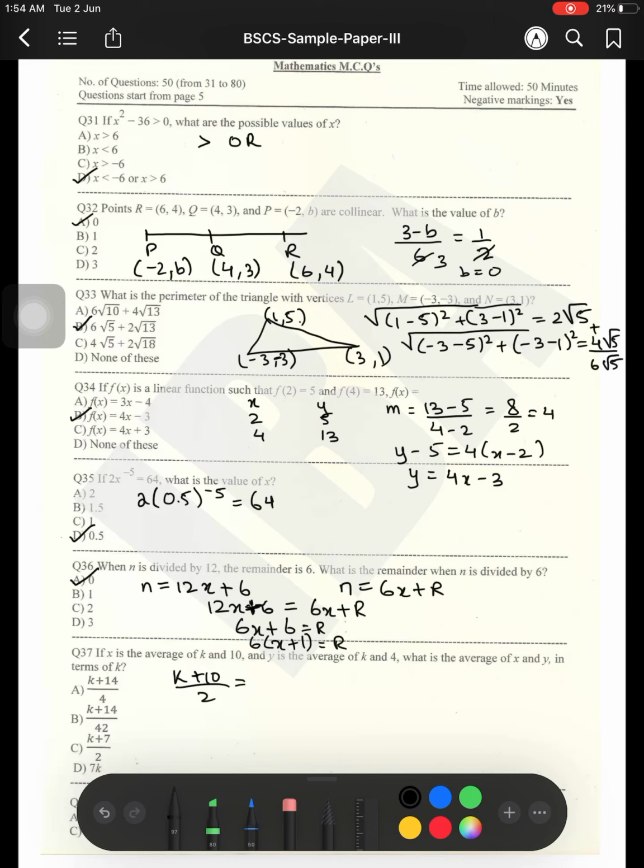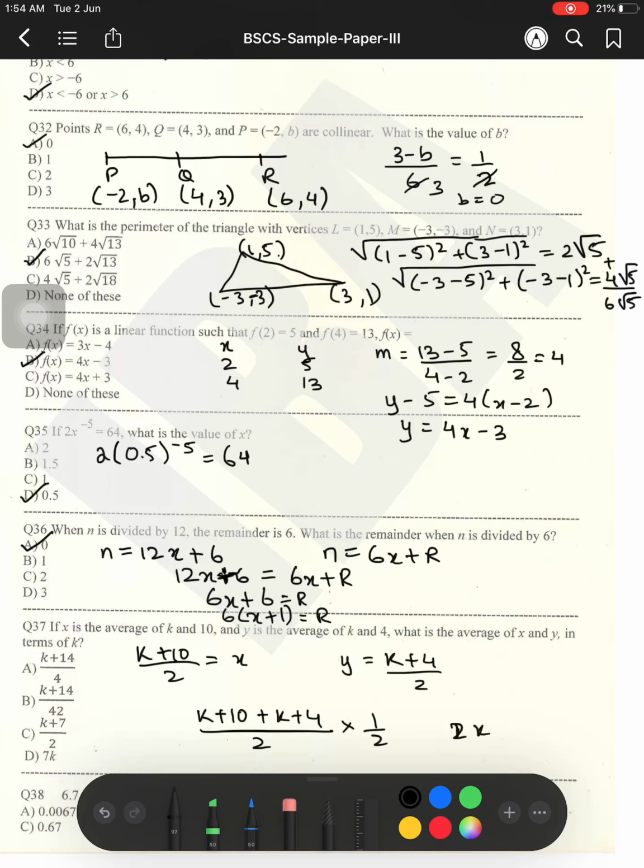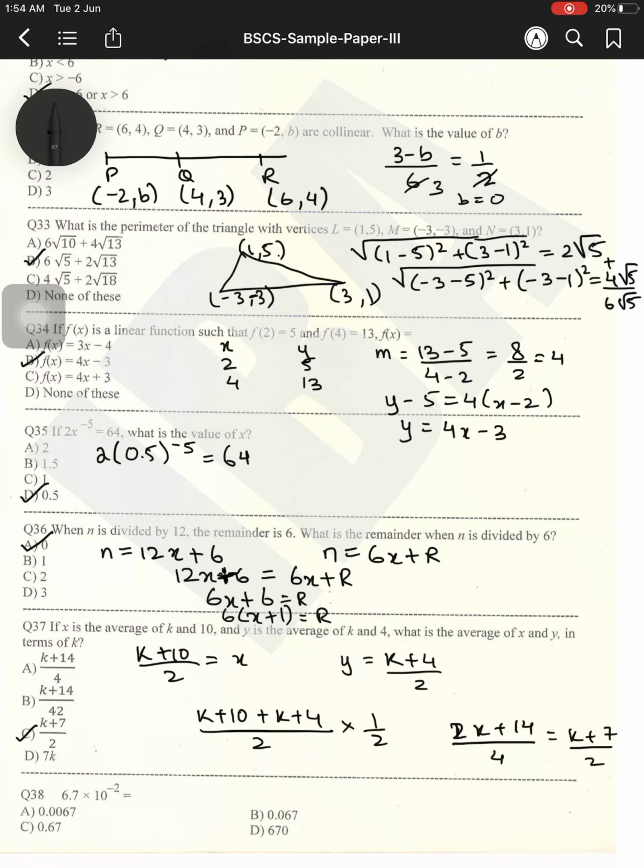This next question, he says that the average of k and 10 is x, and the average of k and 4 is y. And he's asking about the average of x and y. So (k plus 10 plus k plus 4) divided by 2, multiplied by half, which is the average. So this is going to be (2k plus 14) divided by 4. So we'll get (k plus 7) upon 2, which is C.